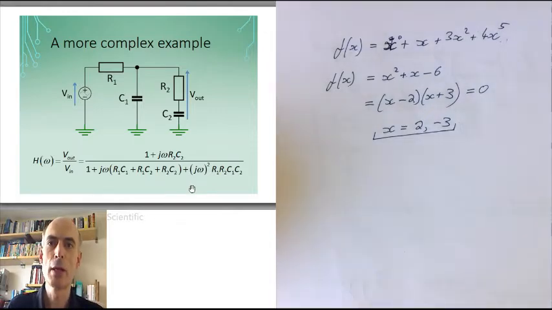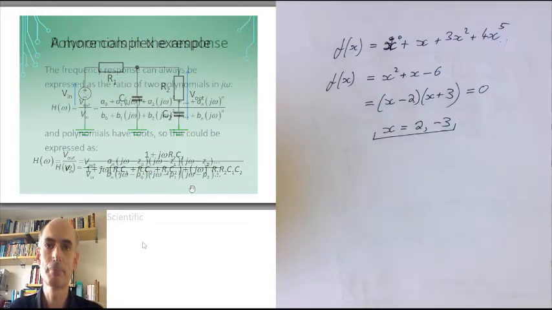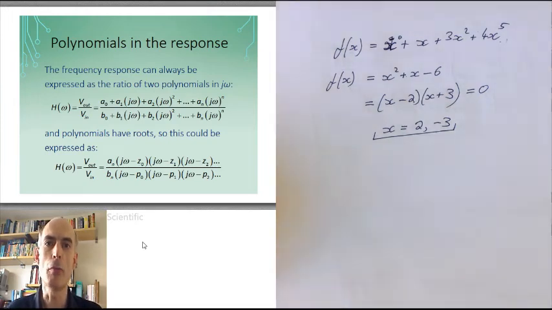What I haven't proved, but does turn out to be true, is that for any circuit that we can build with resistors, capacitors, and inductors, we can always express the frequency response in terms of the ratio of two polynomials in j omega. So we could write a general form for the frequency response of any such circuit, like this. The ratio of one polynomial in j omega with coefficients a0, a1, a2, and so on, to another polynomial in j omega with coefficients b0, b1, b2, and so on.